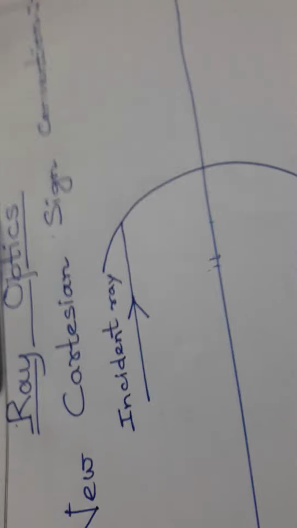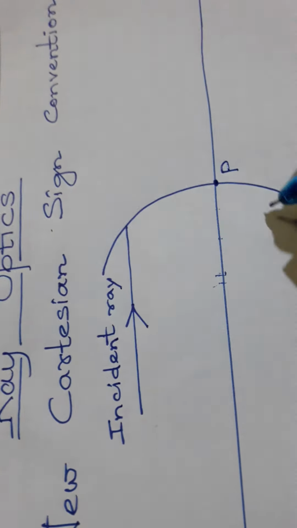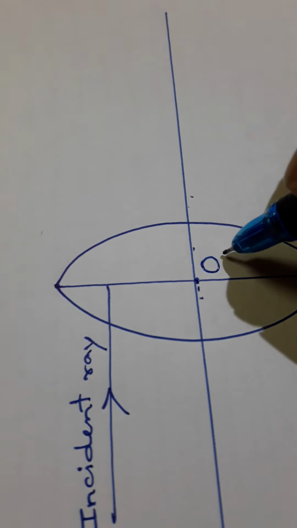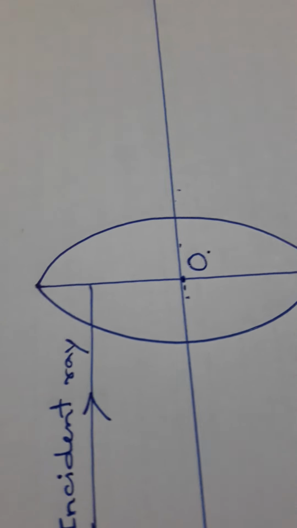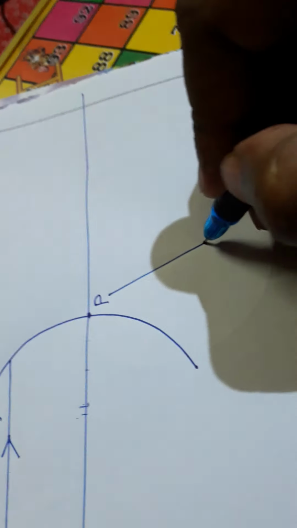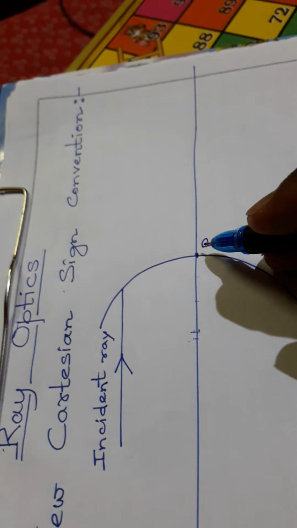Now all the distances should be measured from the pole if it is a mirror, and from the optical center if it is a lens. This O is called the optical center. And what is P? P is the pole. So distance should be measured from the pole for a mirror and from the optical center for a lens.